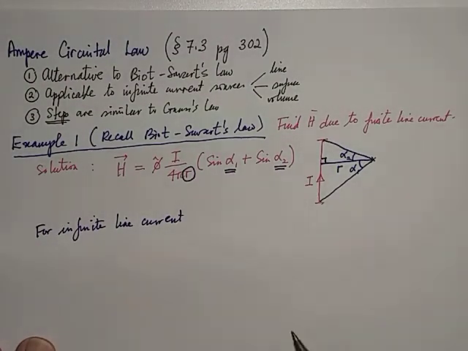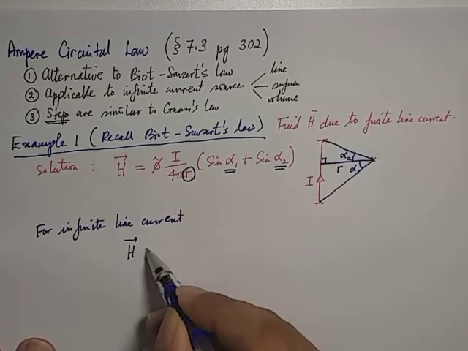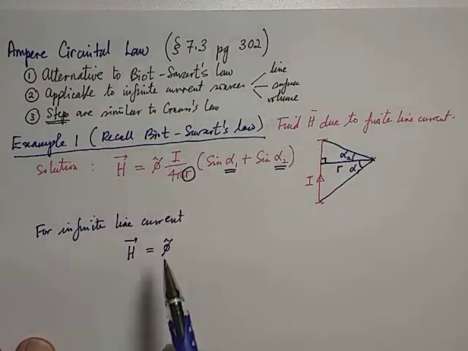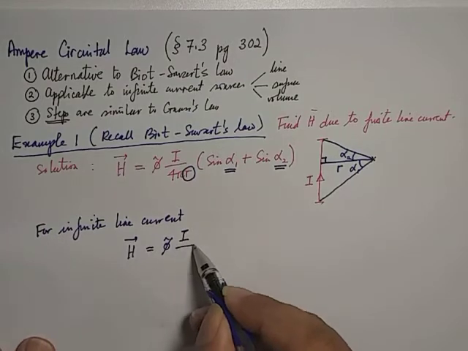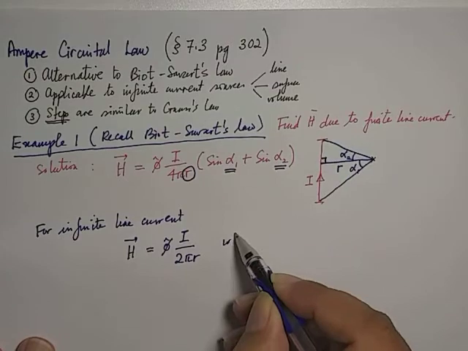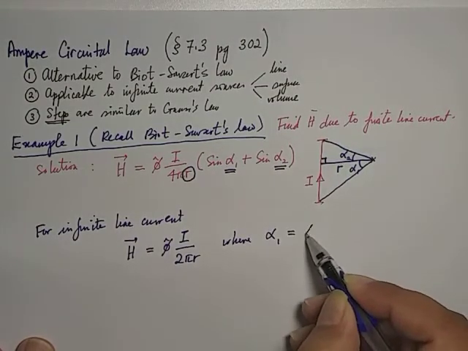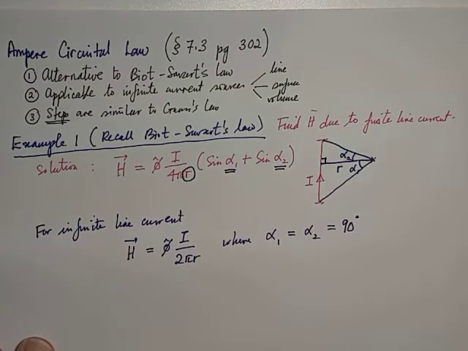So our solutions become what? Okay, H will be equal to what? Phi, I'm just using the above equation in my problem solving here. I divide with 2 pi r, where we are stated that alpha 1 equal to alpha 2 equal to 90 degrees. Okay, that's what we have proved together using Biot-Savart.